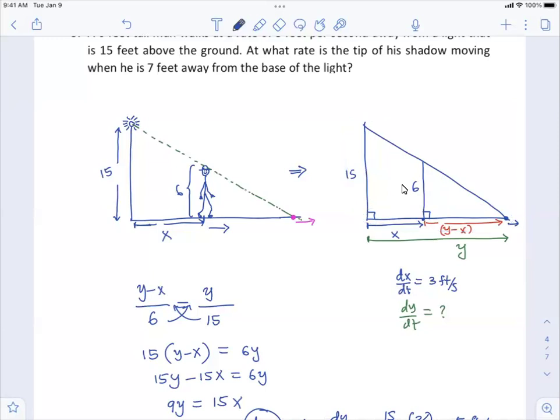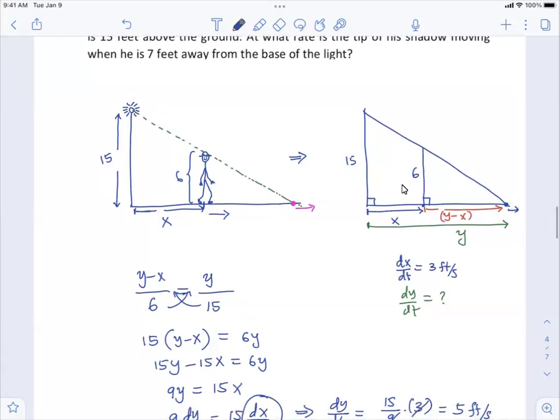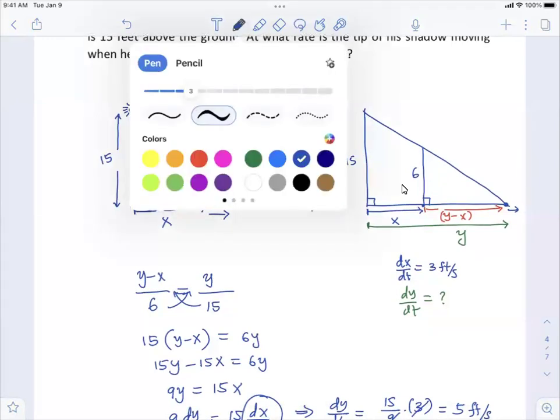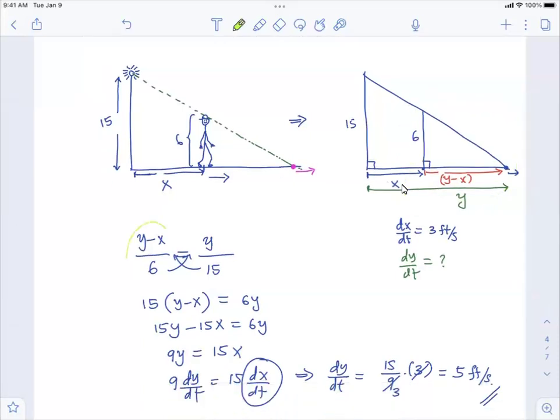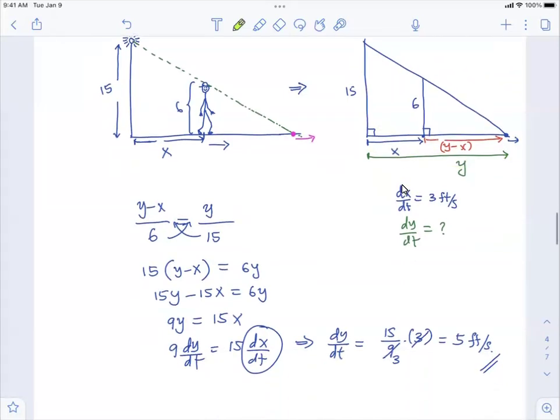So base to height. If you consider the small triangle right here, the base is y minus x. Based on these variables, you can see y minus x is going to be exactly the length of the base here, and then the height is none other than 6. So y minus x divided by 6. That is that ratio, which is none other than the ratio of the base of the large triangle to the height. So that is going to be y divided by 15. And then this is the connection that we have.